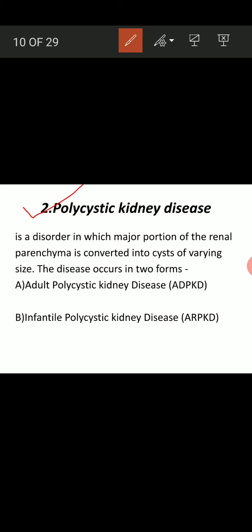First is adult polycystic kidney disease, also called autosomal dominant polycystic kidney disease, because the pattern of inheritance is autosomal dominant. Second is infantile polycystic kidney disease, also called autosomal recessive polycystic kidney disease, because the pattern of inheritance is autosomal recessive.